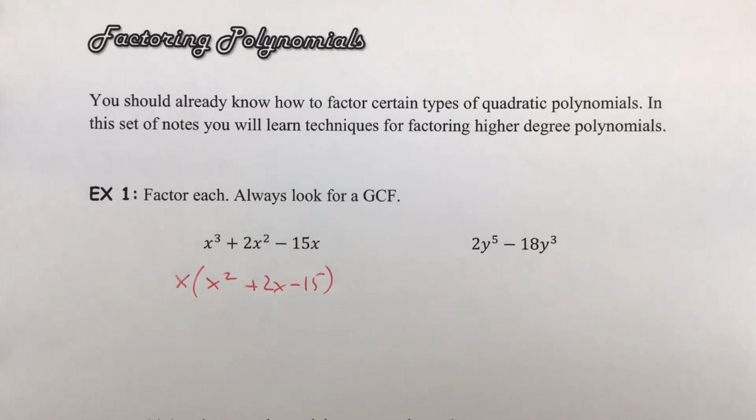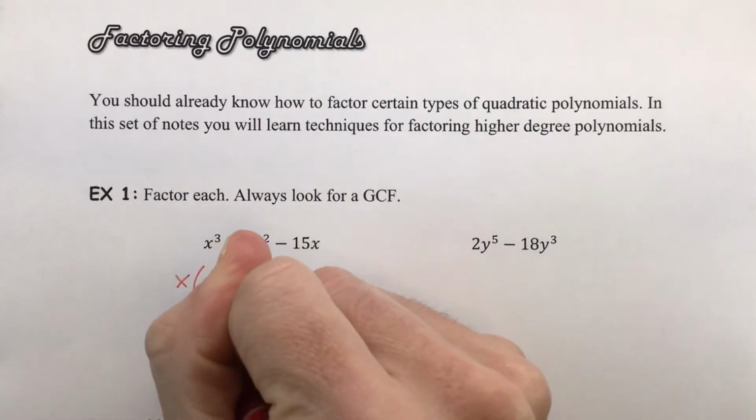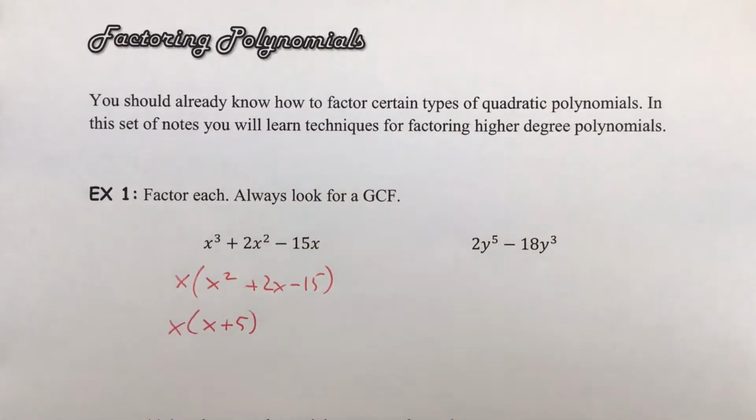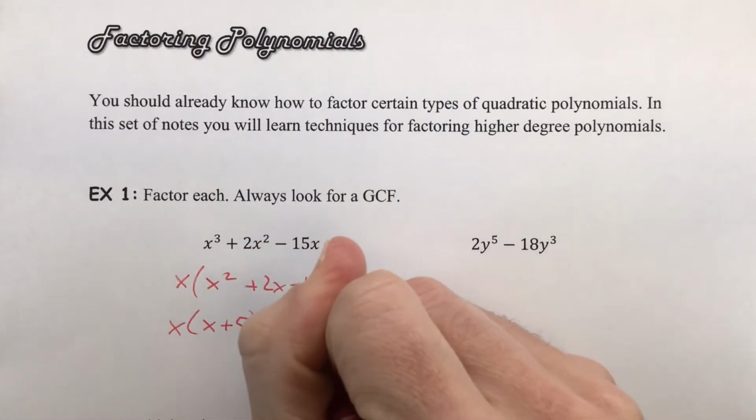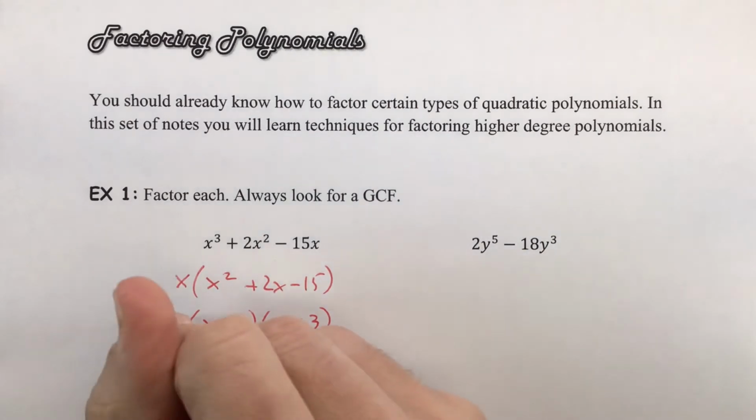What are two numbers that would multiply to give you negative 15 that when added together give you a 2? To get a negative 15, one would be positive, one would be negative. We're looking at 3 and 5 because they'll have a difference of 2. So this is going to be x plus 5, the larger is going to be the positive to maintain it here, and x minus 3. And that's it factored.